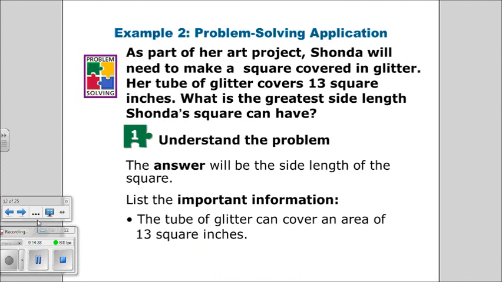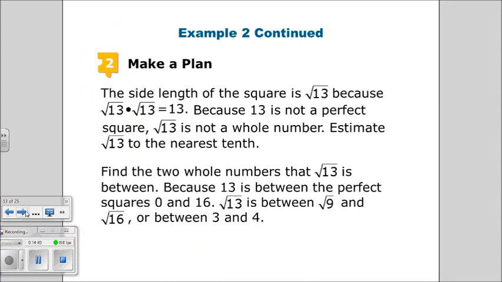That's why we'll find that the side length of the square is the square root of 13, because the square root of 13 multiplied by the square root of 13 equals 13. But 13 itself is not a perfect square. Why? Because its square root is not a whole number. Estimate the square root of 13 to the nearest tenth. What does it mean here, to the nearest tenth?